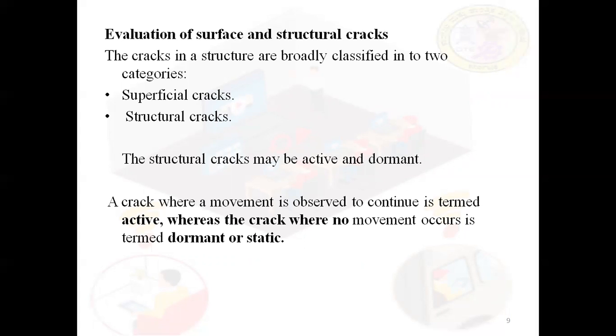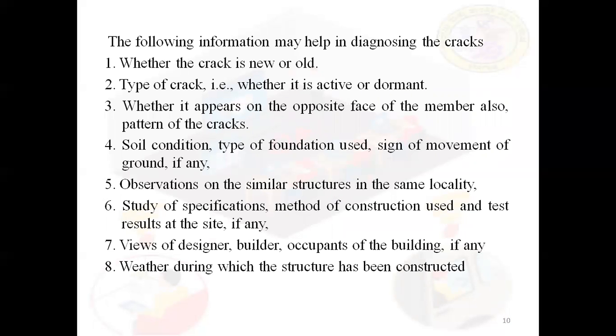structural efficiency. Now structural cracks may be active cracks or dormant cracks. An active crack is very dangerous. Once the crack develops, it continuously develops. So day by day, the crack dimensions will also increase. That means in other words, the structure will deteriorate early. And a dormant crack is one that does not move. Once the crack is visualized, it does not develop. That type of crack we call a dormant crack.